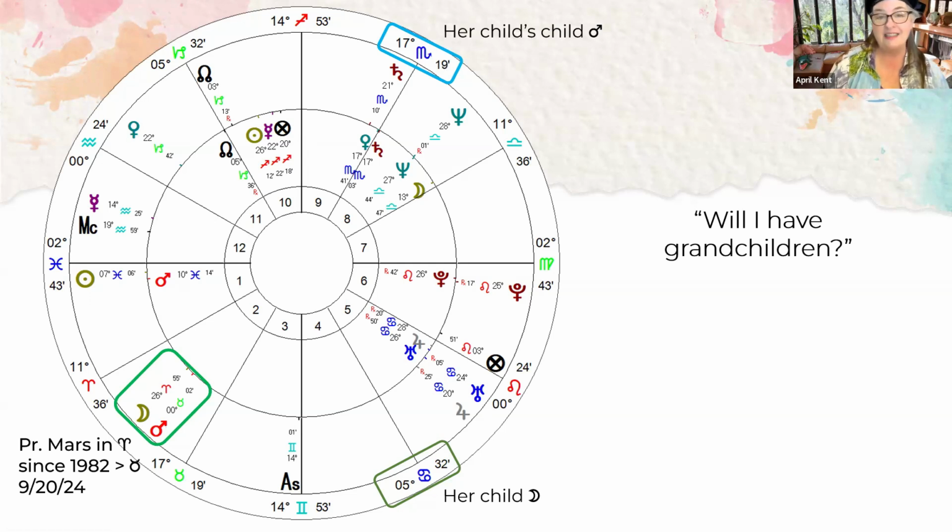That hadn't happened since 1982, so it strikes me as significant. It's moved into a sign where it struggles a little bit, Taurus, but it's not the end of the world. It entered there in September, and it's ruling this ninth house. Her progressed Moon is at 26, almost 27 Aries. It's getting ready to change sign and make a conjunction to that Mars. The Moon rules her child, Mars rules his child, and they are coming together.